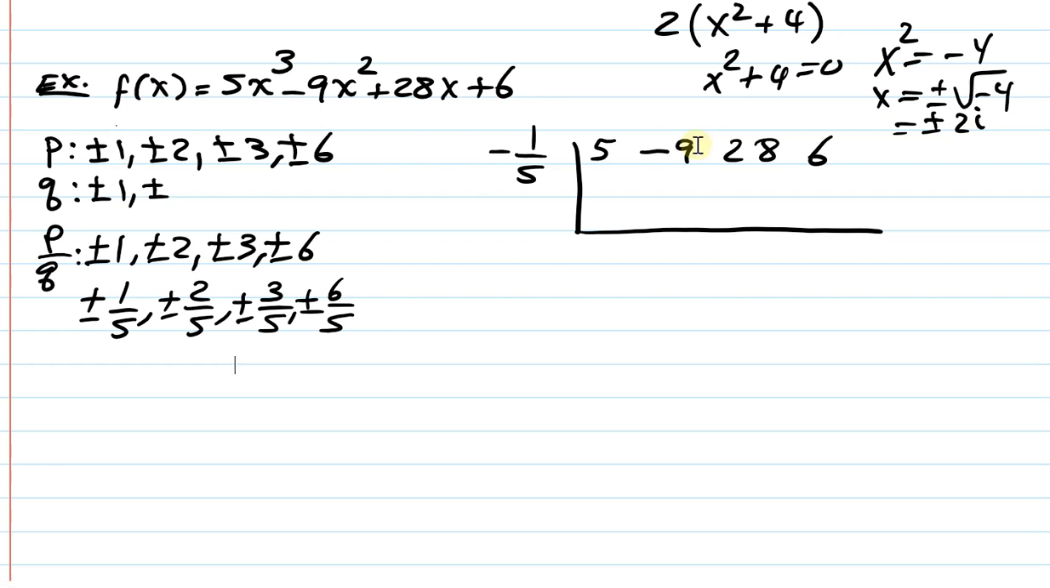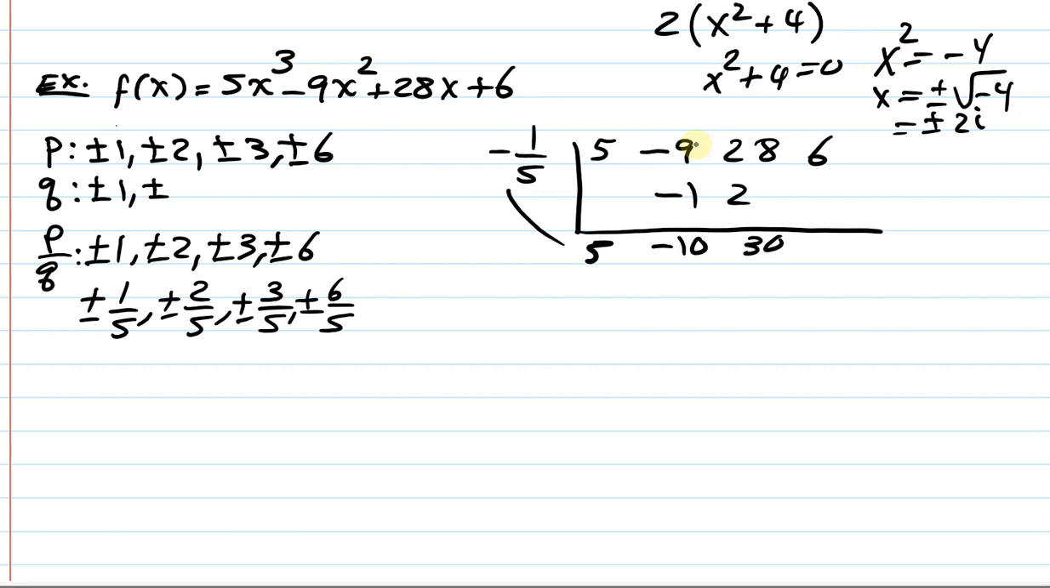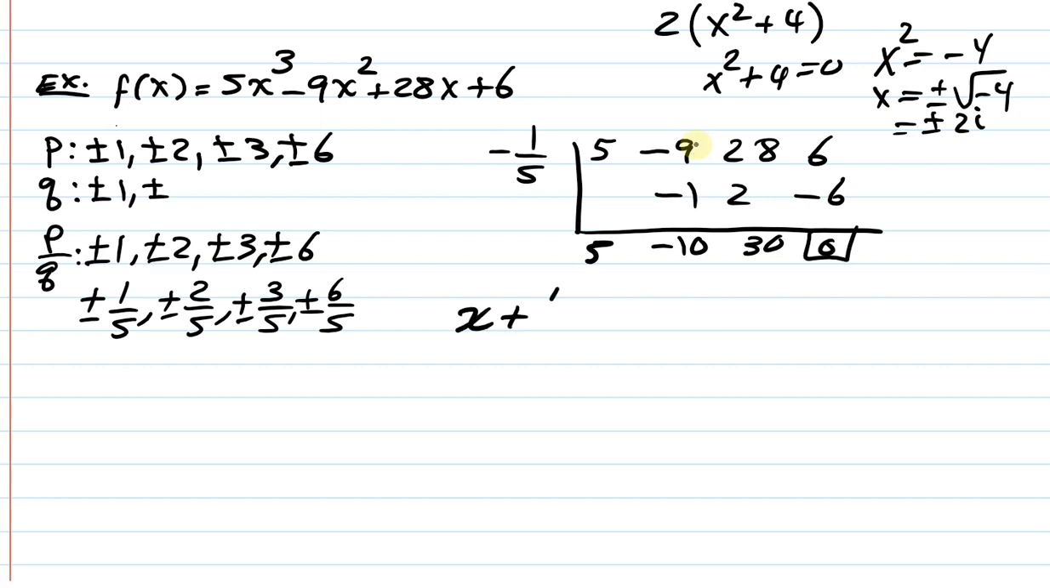It's a 3rd-degree polynomial. All right, let's bring down the 5 and the process begins. Negative 1, that's negative 10. 10 times 1/5, 2. 2 and 28 makes 30. Negative 1/5 times 30 is negative 6. Add, you get 0. And there you go. So this is going to work. So our factor is x plus 1/5 times 5x squared, negative 10x plus 30.